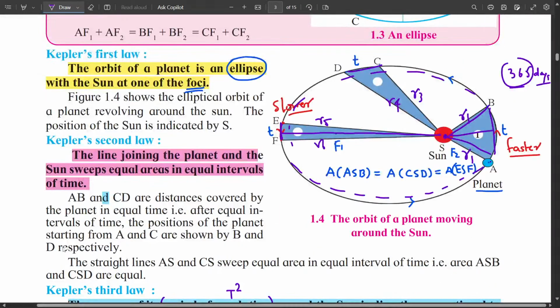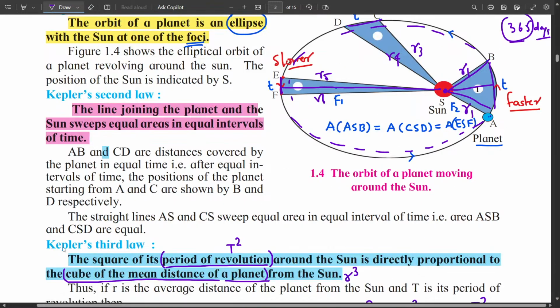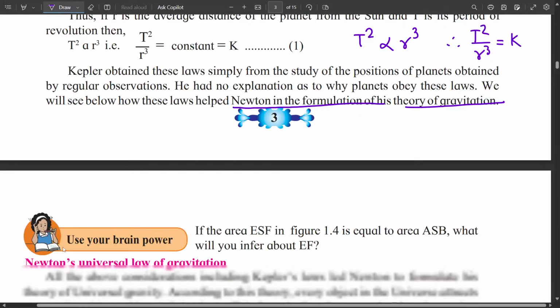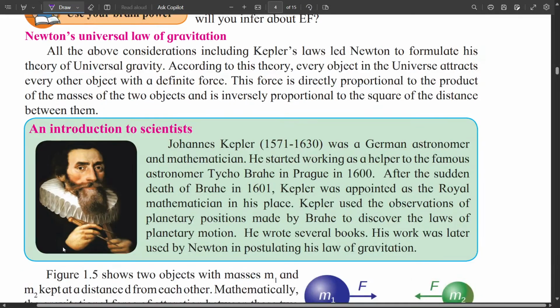So what are the three laws? We'll just quickly revise them. The first law says that the orbit of a planet is an ellipse with the sun at one of the foci. The second law says the line joining the planet and the sun sweeps equal areas in equal intervals of time. And the third law says the square of its period of revolution around the sun is directly proportional to the cube of the mean distance of the planet from the sun. These laws were purely observational laws, but they helped Newton to formulate his universal law of gravitation.